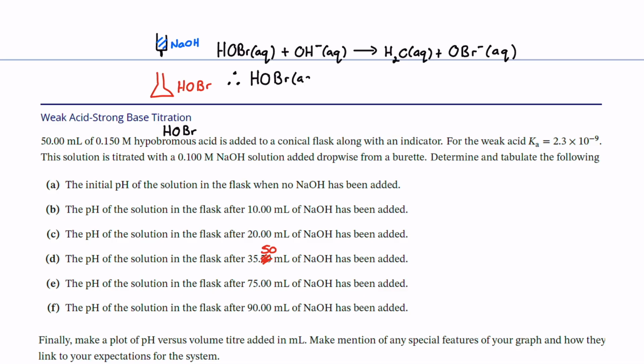HOBr aqueous reacts with, or the OH minus is added, that can then form water liquid, and of course OBr minus aqueous. But OBr minus aqueous is, in its own right, a conjugate base, but it's also a base. In other words, it can react with water to reform our acid and hydroxide again. So we must think of this as an equilibrium system as we go along.